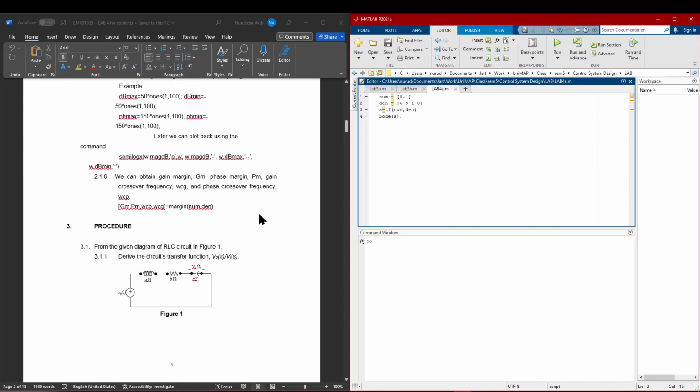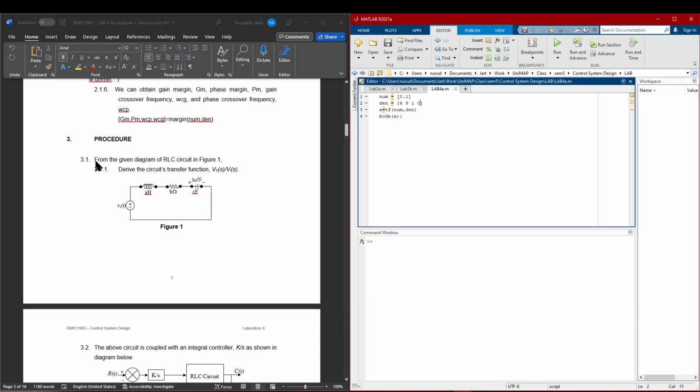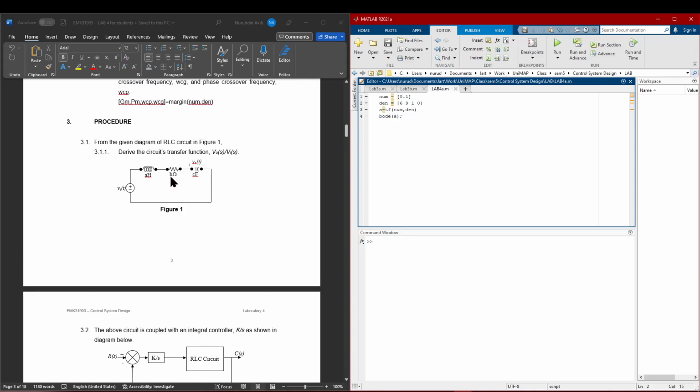So in this lab, we need to observe the Bode plot frequency response. So for procedure 3, we have been given this RLC circuit, and in this RLC circuit there is an unknown value.